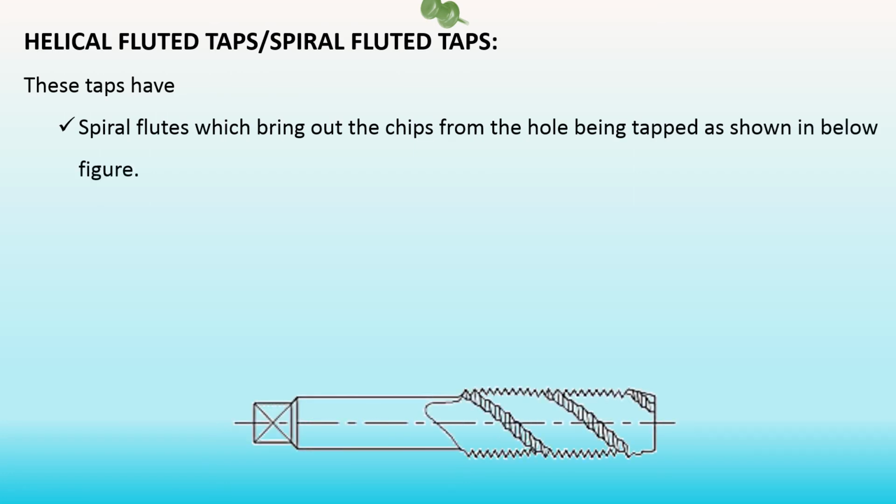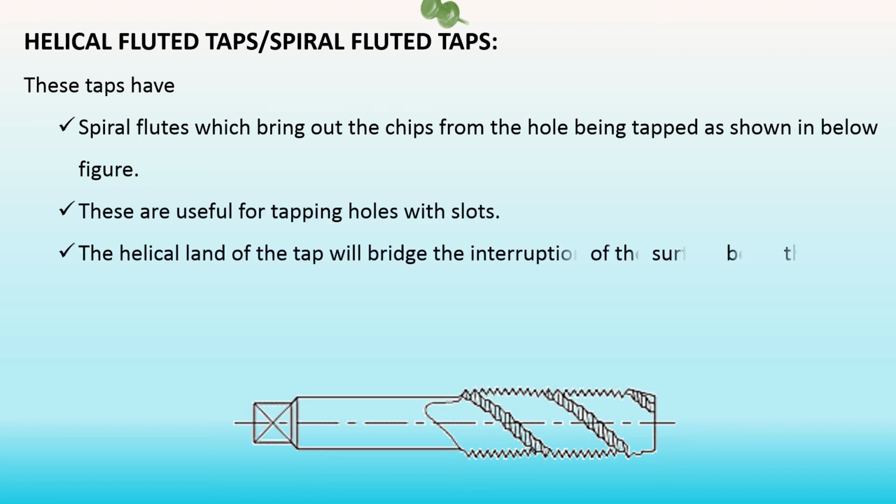Helical fluted taps, or spiral fluted taps. These taps have spiral flutes which bring out the chips from the hole being tapped, as shown in the figure below. These are useful for tapping holes with slots. The helical end of the tap will bridge the interruption of the surface being threaded.